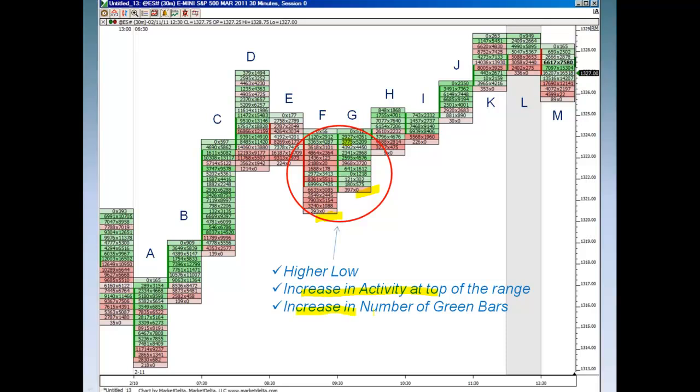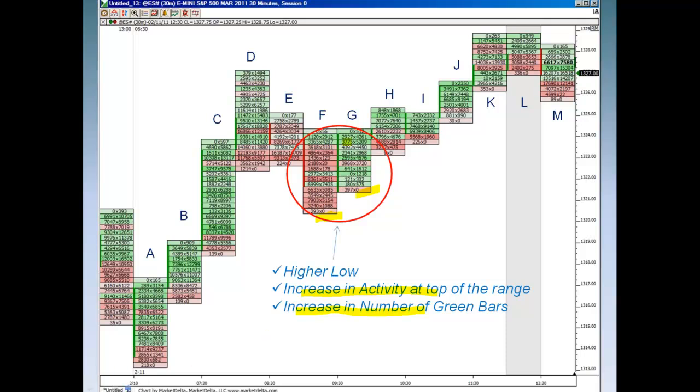There is an increase in the number of green bars in the footprint itself. And in this case, you notice how the buying has now started to dominate, and you can't forget this is the direction of the day. So look at the striking numbers, how much larger they are. And here now, 1, 2, 3, 4, 5, 6, 7, 8, 9, 10 green boxes to only 2 red boxes. This is a signal that we are in fact going higher.